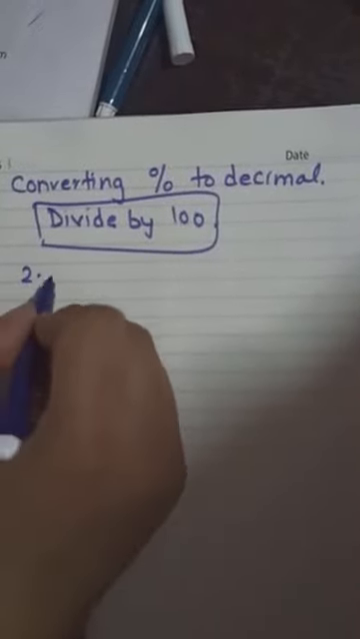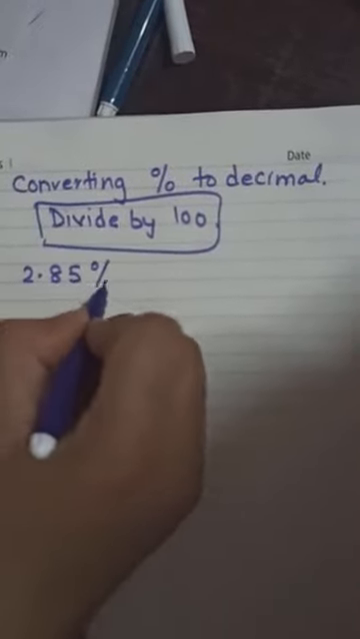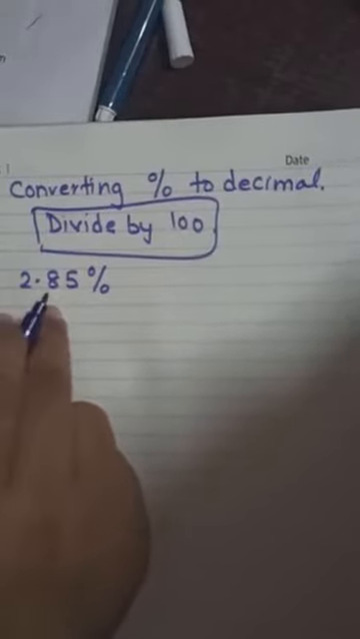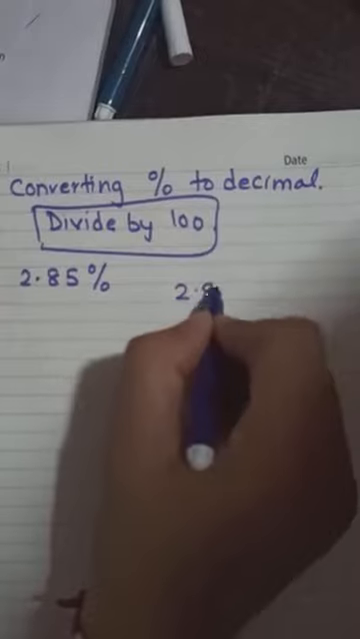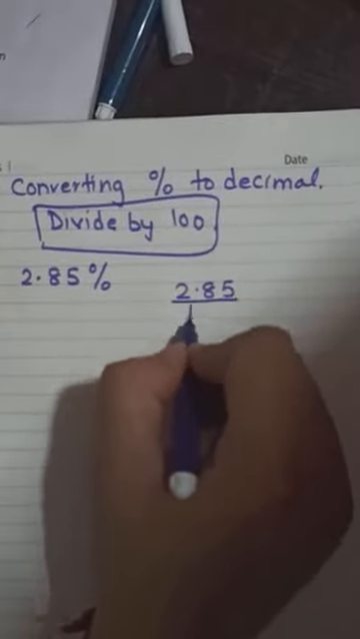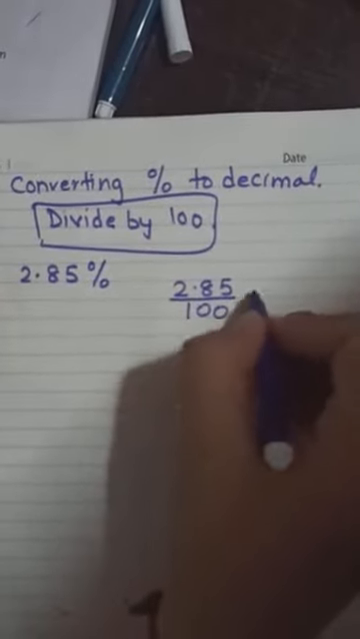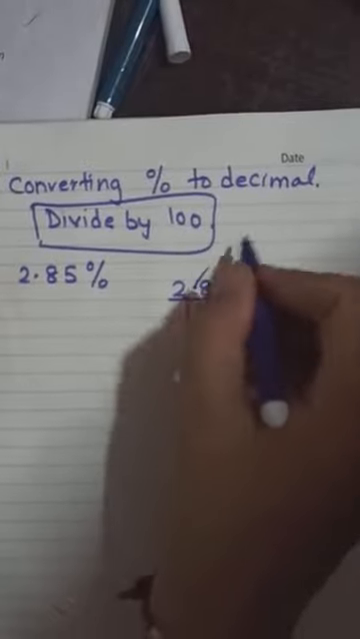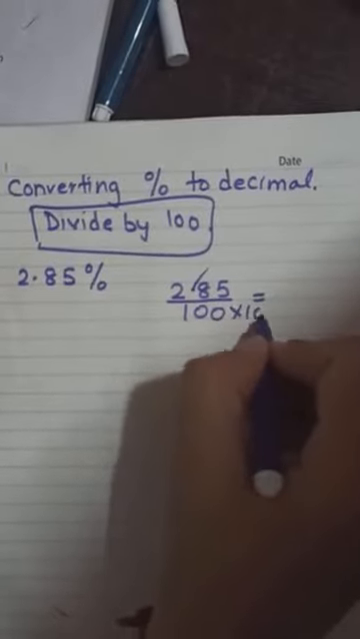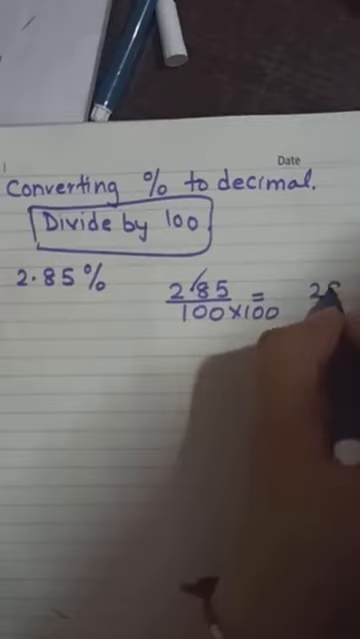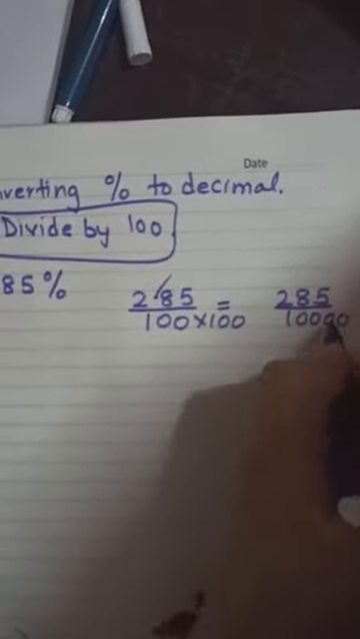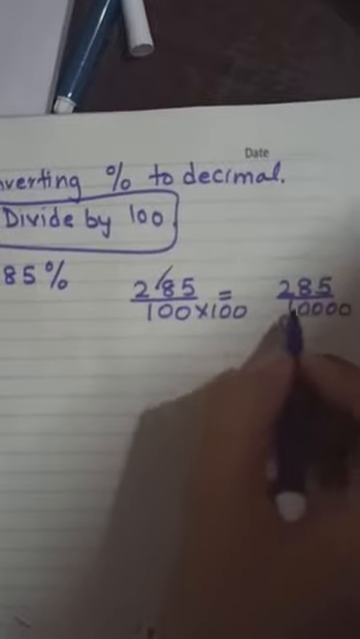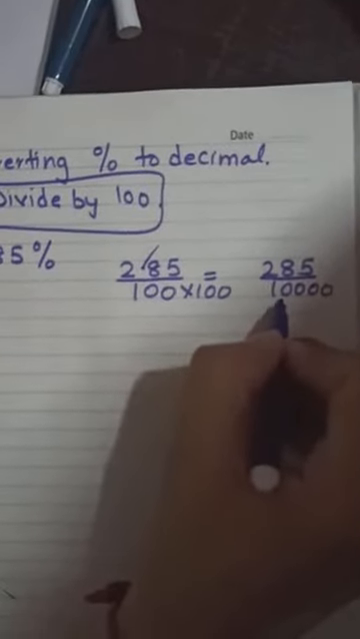Followed? So I have a decimal, say 2.85%. So children, now we have to divide it by 100. So this becomes 2.85 upon 100. So we will remove the decimal. One more 100 will come. So this is 285 upon 100. Followed?